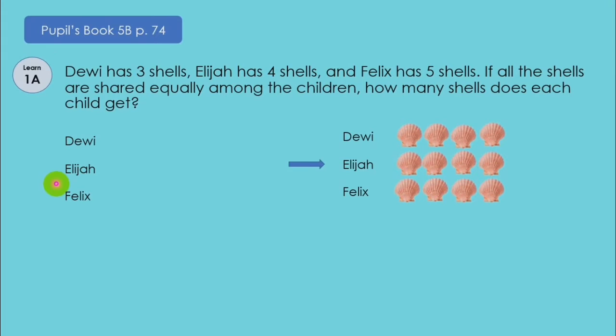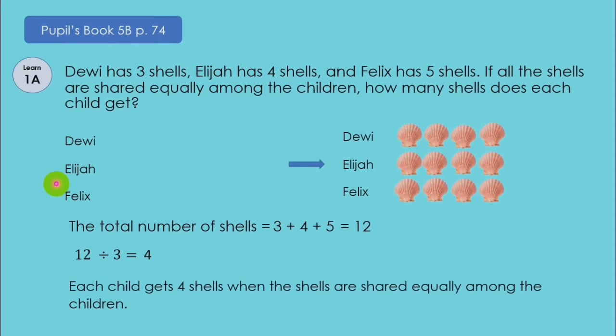So first, find the total number of the shells. What is 3 plus 4 plus 5? It is 12. Good job! Now, divide the total number of shells by the number of children. 12 divided by 3. What is the answer? It is 4. How many shells does each child get? Each child gets 4 shells when the shells are shared equally among the children. We say that the average of 3, 4, and 5 is 4.